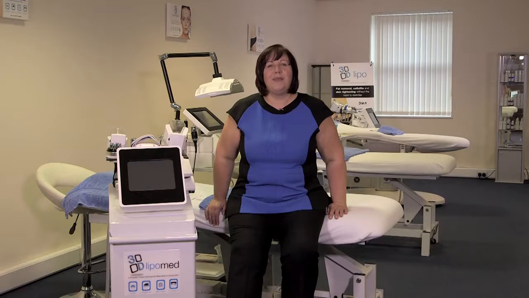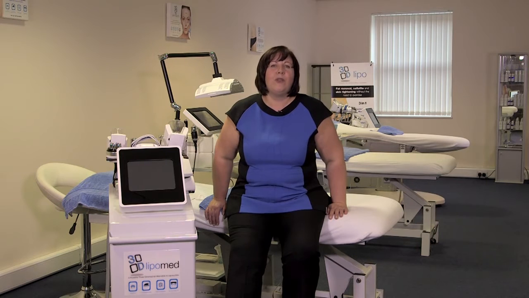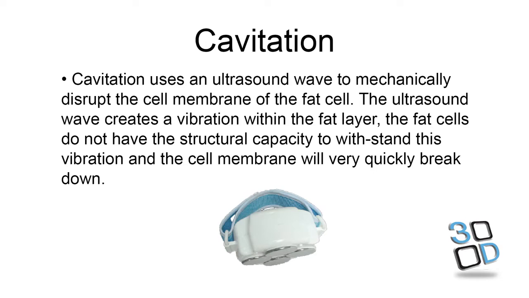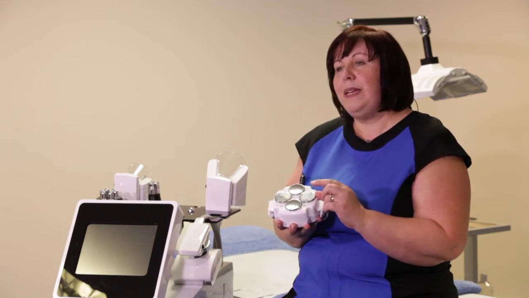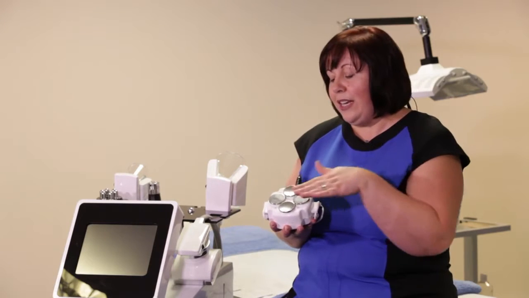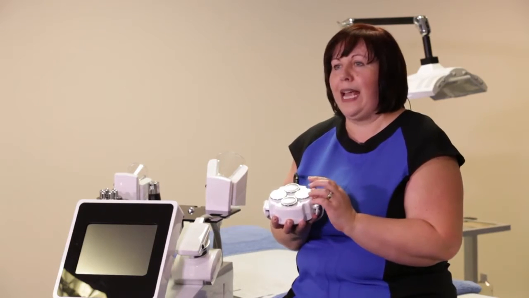The first technology that we're going to look at today is cavitation. Cavitation is for the clients who are looking for circumference reduction or also inch loss. Cavitation is an ultrasound wave that is emitted from the 4 transducers on the handpiece. As the energy is emitted, it will travel in an outward fashion. So at 3 centimetres beyond your head, all of your energy is combined together and you get a greater output.